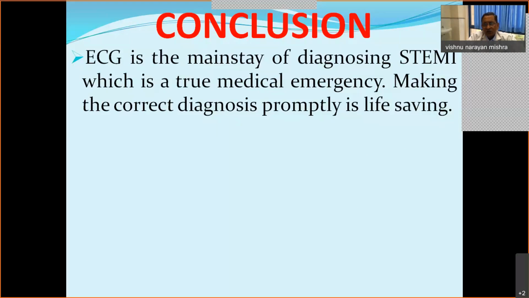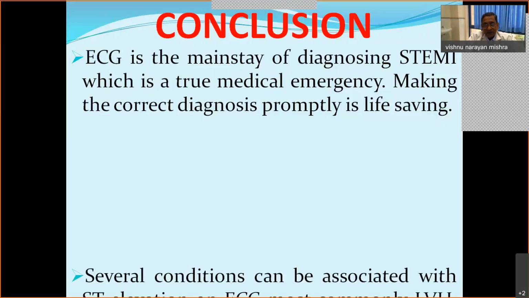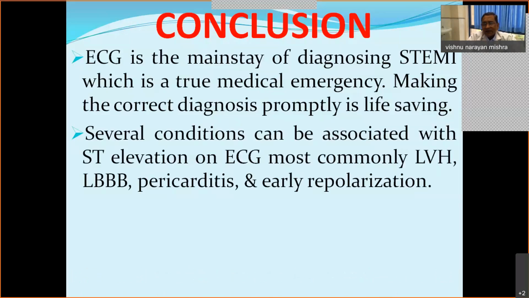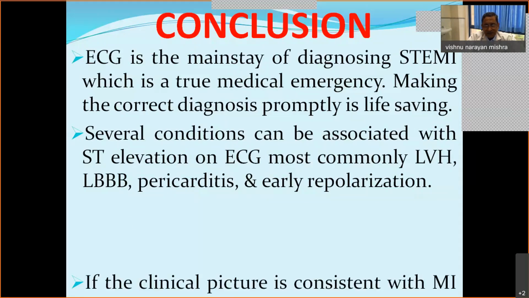So coming to the conclusion, what conclusions can we draw? ECG is the mainstay of diagnosing ST elevation MI, which all of us know. And this is a true medical emergency as well. Making the correct diagnosis promptly is life-saving. Several conditions can be associated with ST elevation on ECG, most commonly LVH, left bundle branch block, pericarditis, early repolarization, and so on, which we have discussed in great detail.